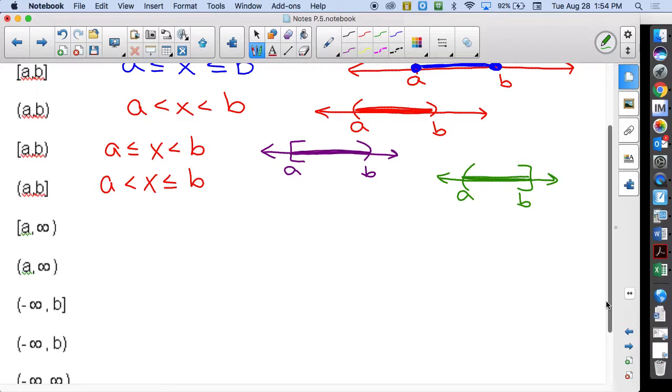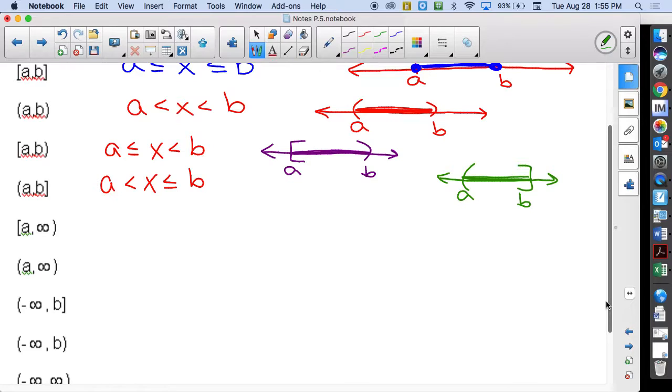The next four only have one variable with them, which means one number, and there's an infinity with all of them. And notice every single one of the values that have infinity always gets a parenthesis. Because infinity, we don't know what the destination of infinity is. It's not a 5, it's not 7, it's not 1 million. We don't know what the number is. That's why it's always a parenthesis. You have to know what the number is in order to be able to include it in the answer.